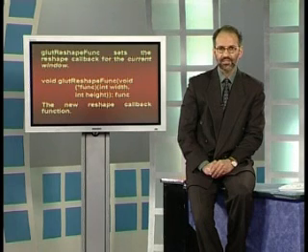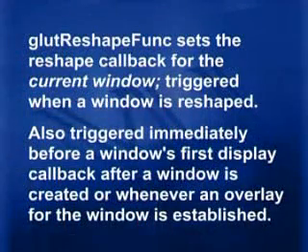This would be triggered. Having set it using glutReshapeFunc, we would know that whenever the window is reshaped, this specified function would get invoked. So this not only would be setting the new width and height, but would also be calling the function associated. glutReshapeFunc sets the reshape callback for the current window, triggered when a window is reshaped. That is the automatic triggering.